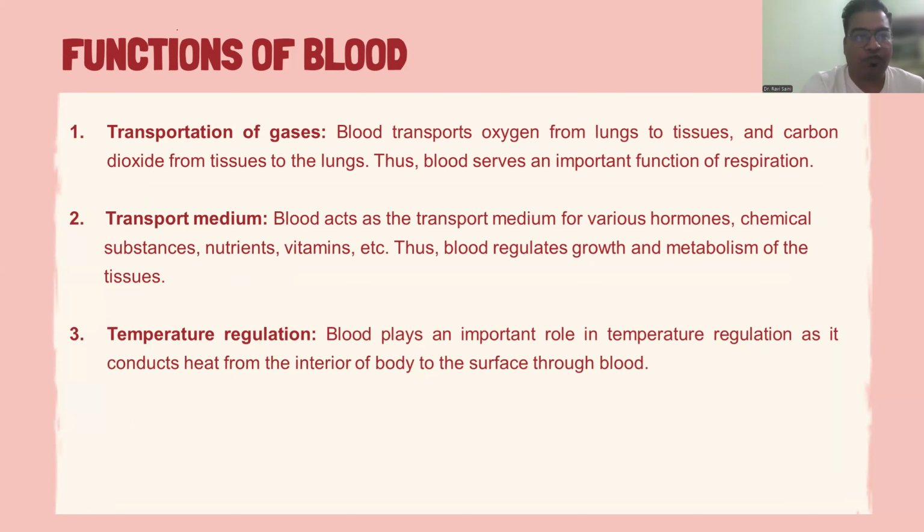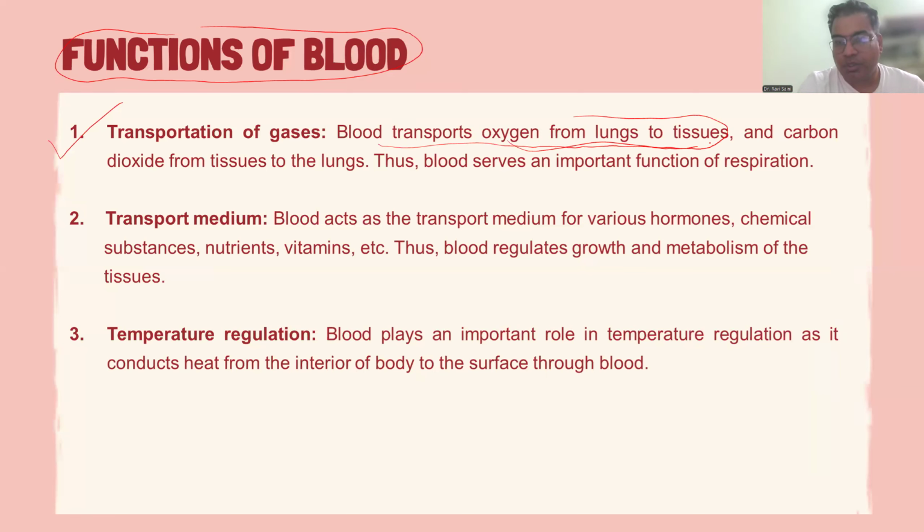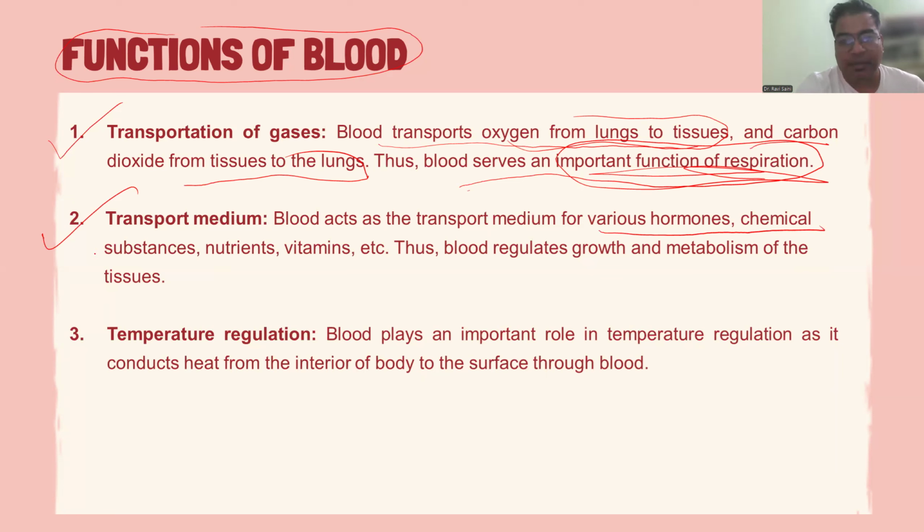Now come to the functions of blood. The first important function is transportation of gases. As you know, blood transports oxygen from lungs to tissues and carbon dioxide from tissues to lungs. Thus, blood serves an important function of respiration. Blood also acts as a transport medium for various hormones, chemical substances, nutrients, vitamins, and so on. Thus, blood regulates growth and metabolism as well.